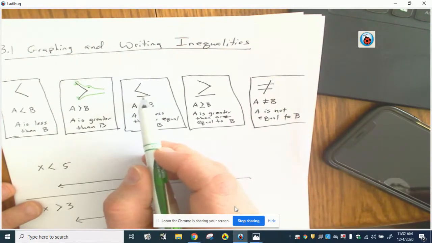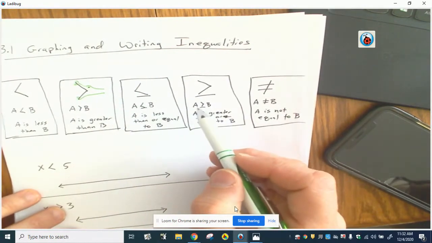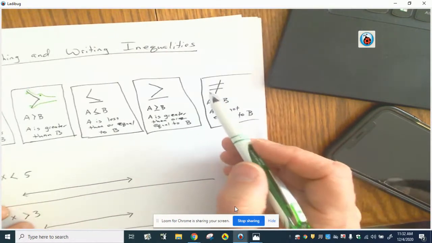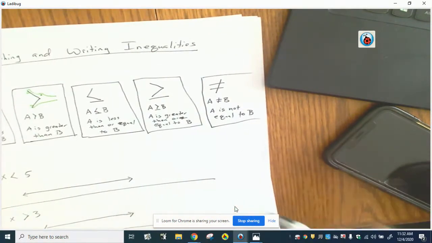If you see the underline, we know that is A is less than or equal to. If you see this one, this would be A is greater than or equal to. If you ever see an equal sign with a line through it, that means it's simply not equal, okay?